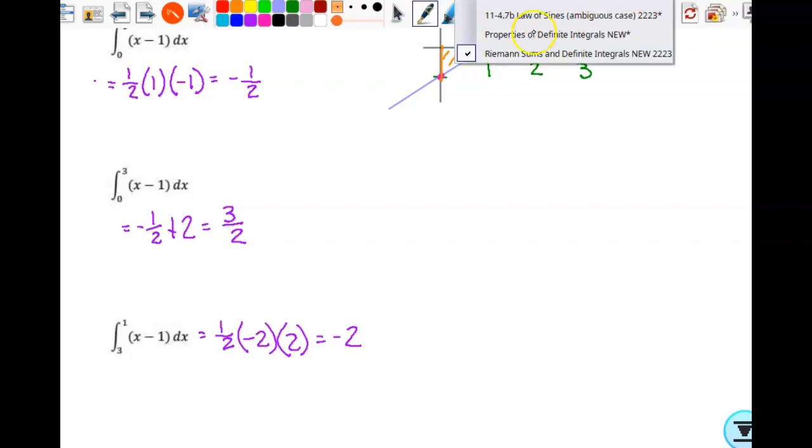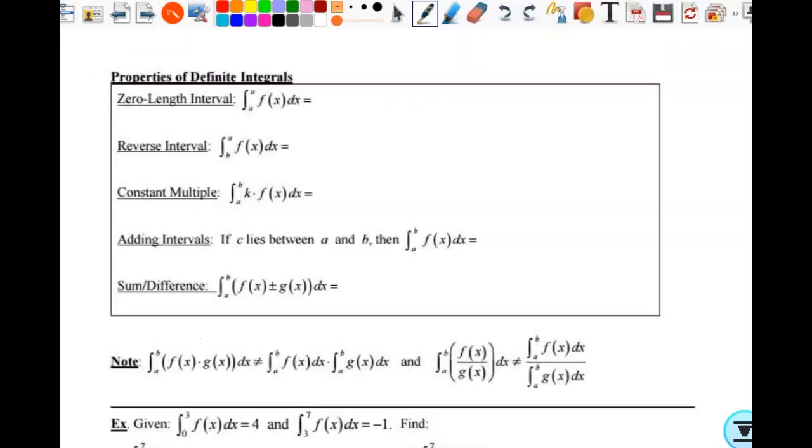All right. This is where we are. Okay. So here are our properties. So if I have a 0 length interval, that means the limits of integration are the same. Your change in x is what? 0. And you multiply 0 times anything, you're going to get 0. So anytime the limits of integration are the same, the integral is 0.